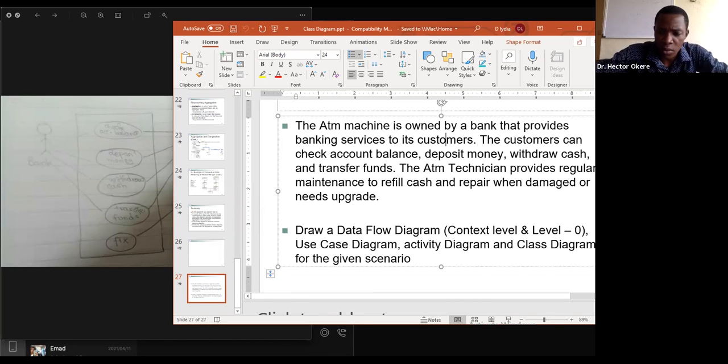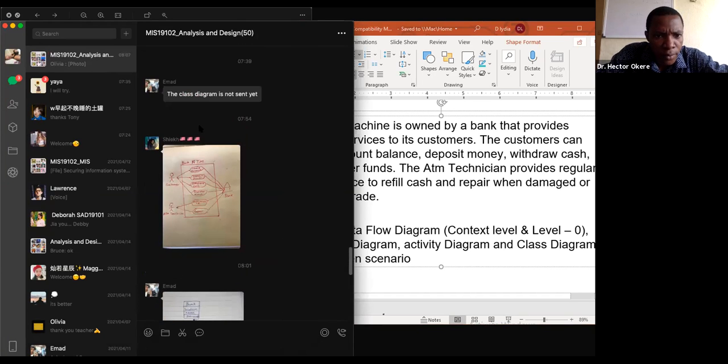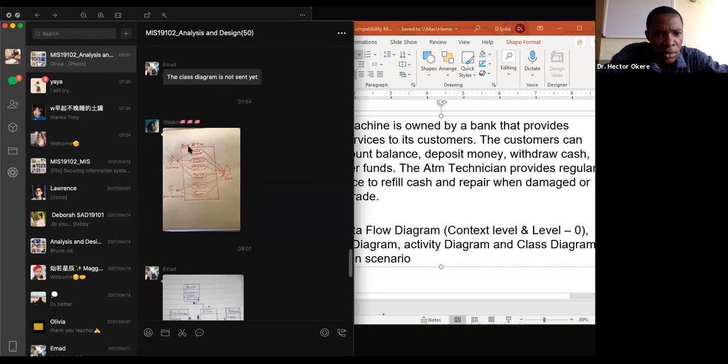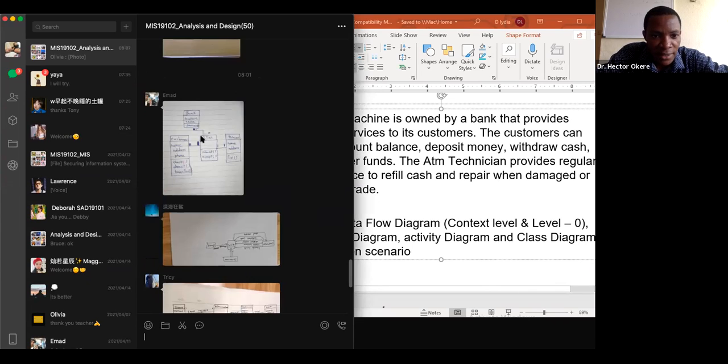Okay, let me see your work before I share mine with you, then comment. Check, this is use case. I said class diagram. I just want class diagram, not use case diagram. Please pay attention to the class. Emad: Bank, location, name, process.